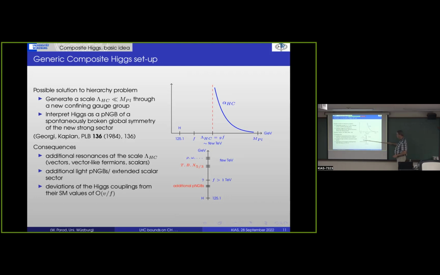Then, beside the Higgs, you usually expect additional BNGPs. In the minimal model, they have exactly 4 degrees of freedom, as we need for the Higgs field itself. But if you have some larger symmetry group, there will be more BNGPs. And of course, we are interested in finding those guys here. There will be, of course, additional deviations from the Higgs couplings, which are model dependent.